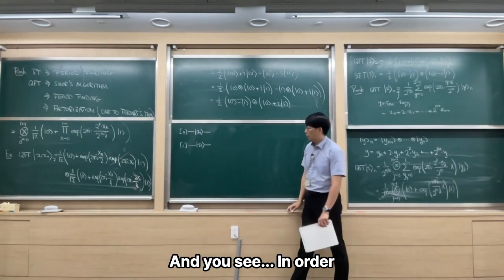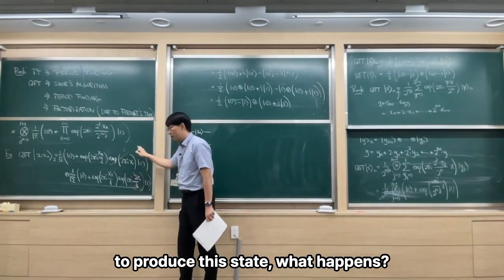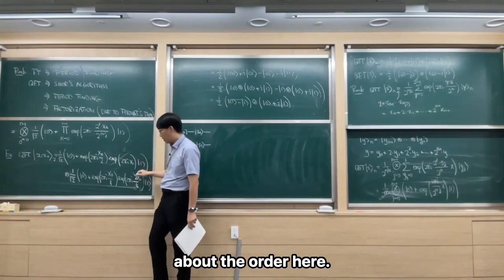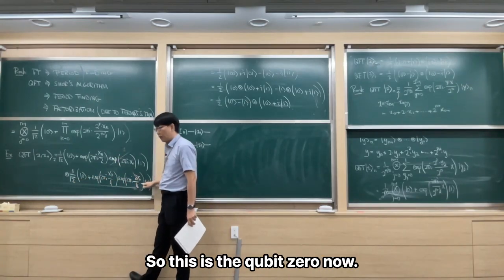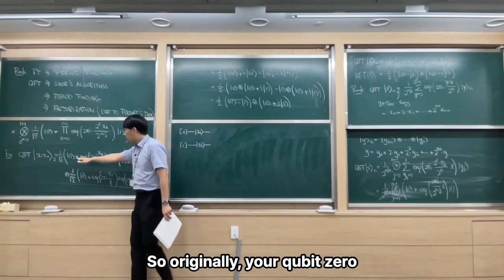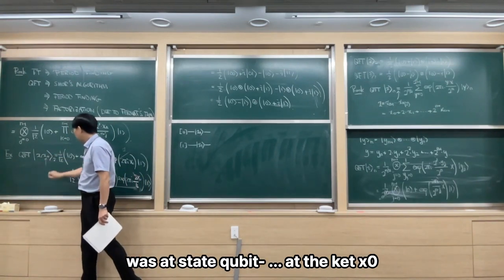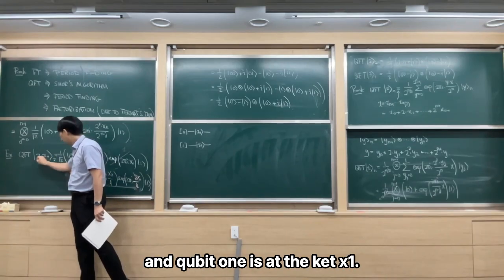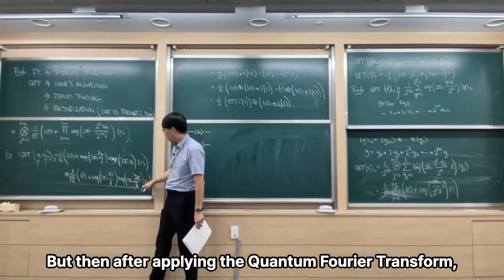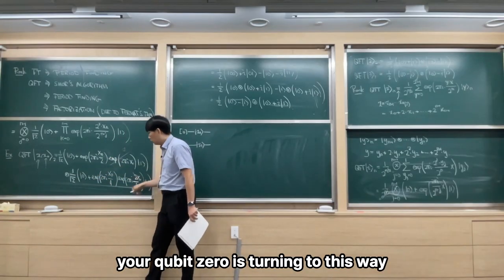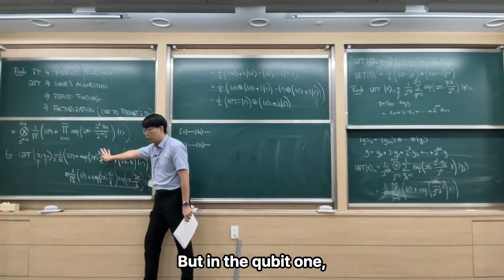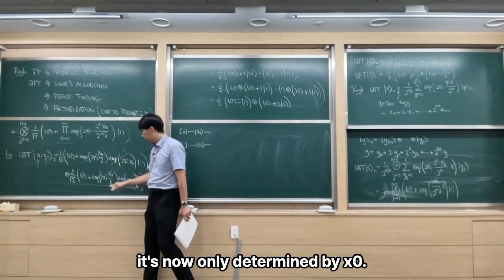And you see, in order to produce this state, what happens? So you have to be really careful about the order here. So this is the qubit 0 now. This is the qubit 0. And this is the qubit 1. Okay? So originally, your qubit 0 was at state ket x0, and qubit 1 is at the ket x1. But then, after applying the quantum Fourier transform, your qubit 0 is turned into this way, and you see that it's determined by x0 and x1. But the qubit 1 is now only determined by x0.